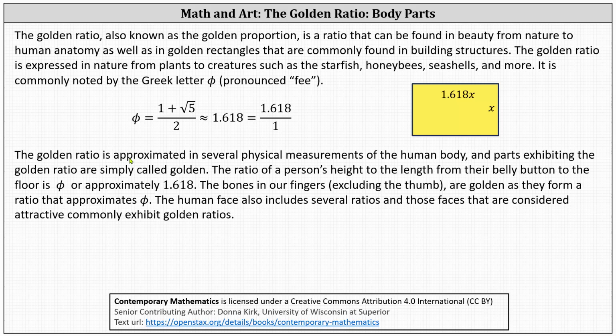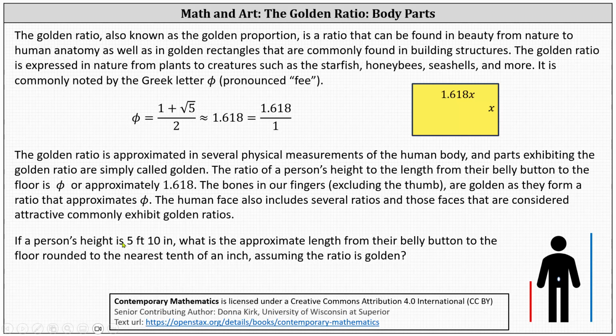The golden ratio is approximated in several physical measurements of the human body, and parts exhibiting the golden ratio are simply called golden. The ratio of a person's height to the length from their belly button to the floor is equal to the golden ratio, or approximately 1.618. The bones in our fingers, excluding the thumb, are golden as they form a ratio that approximates phi, or again is approximately 1.618. The human face also includes several ratios, and those faces that are considered attractive commonly exhibit golden ratios. And now let's look at an example.